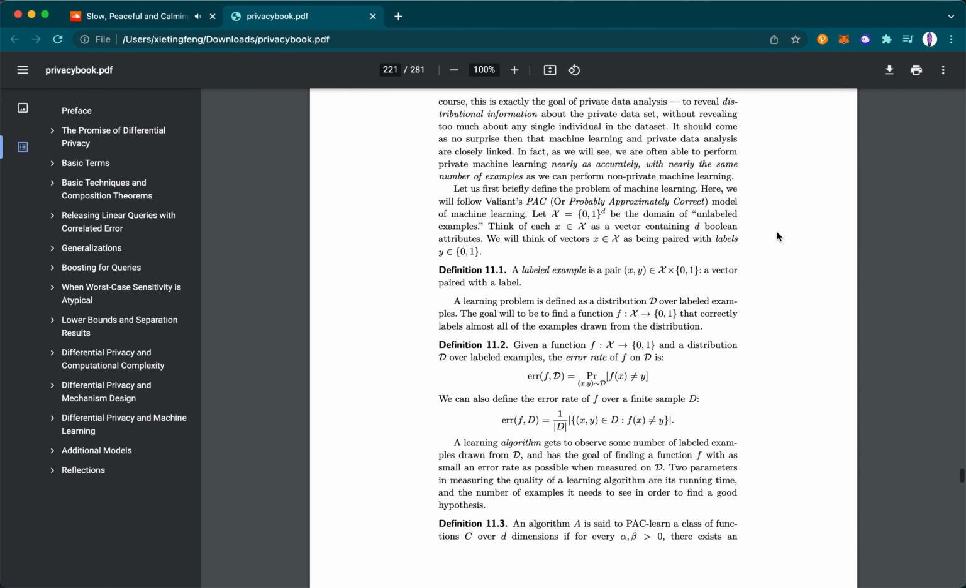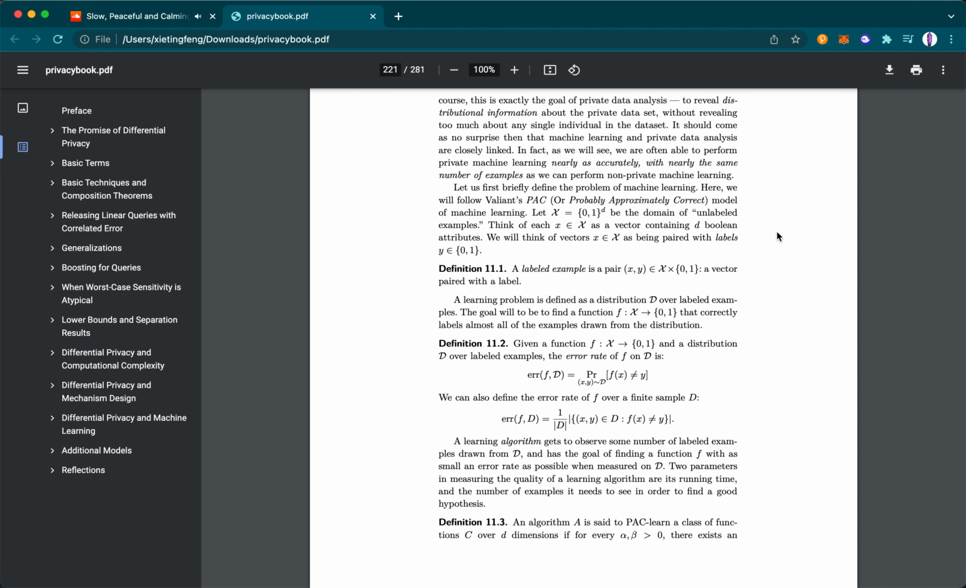course, this is exactly the goal of private data analysis, to reveal distributional information about the private dataset, without revealing too much about any single individual in the dataset. It should come as no surprise then that machine learning and private data analysis are closely linked. In fact, as we will see, we are often able to perform private machine learning nearly as accurately, with nearly the same number of examples as we can perform non-private machine learning.